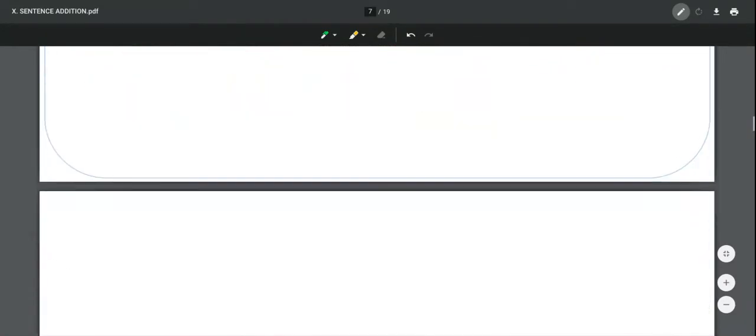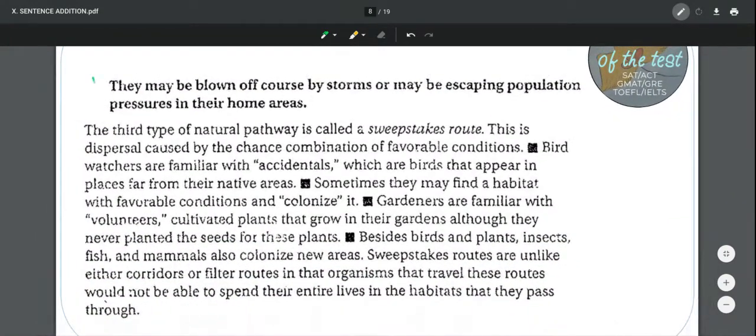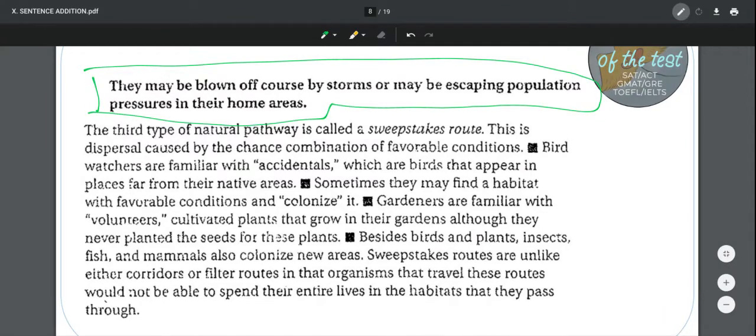Okay, now we're going to go to practice. I want you to look at this sentence. Again, this is the sentence that we're going to try to insert, and these are the four squares. I'm going to give you one full minute to try to give me an answer. Go.